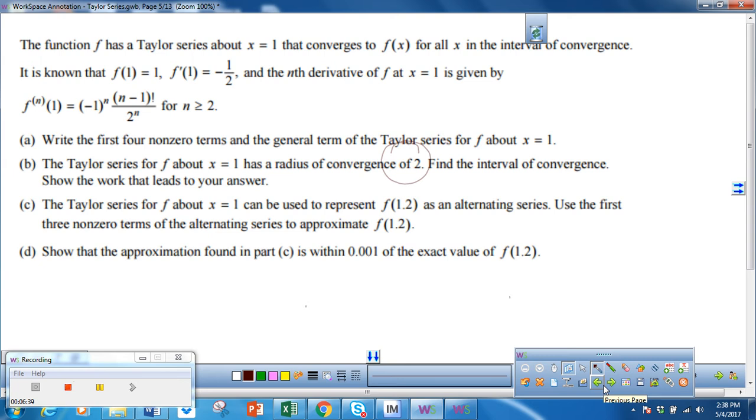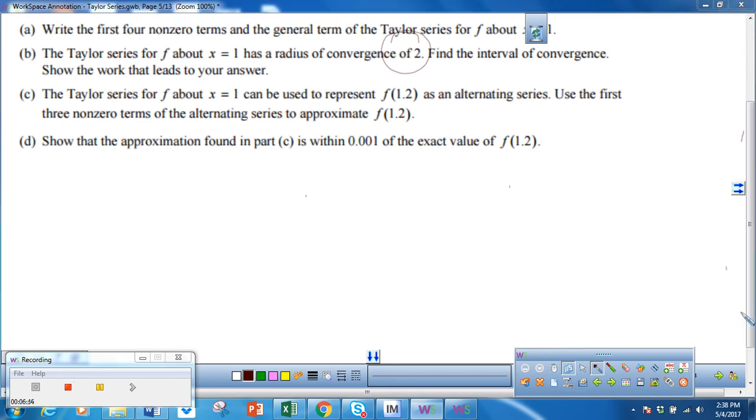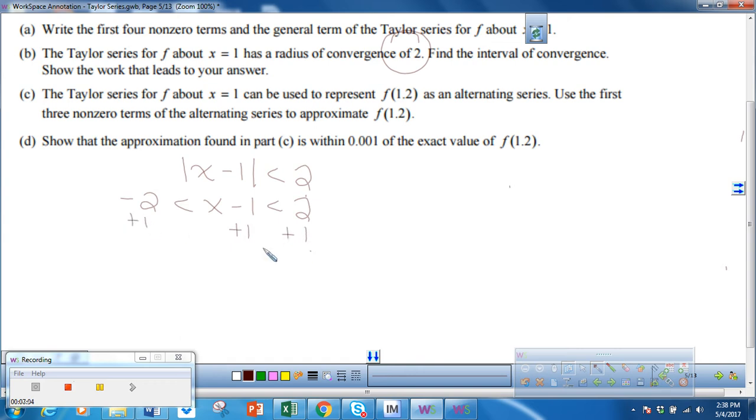Okay? Then they ask us to find the interval of convergence if the radius of convergence is 2. Well, if the radius of convergence is 2, then we know that x minus the center has to be less than 2. So that gives us negative 2 is less than x minus 1 is less than 2. Adding 1 to everything gives us negative 1 is less than x is less than 3. So you got 1 point for that answer.